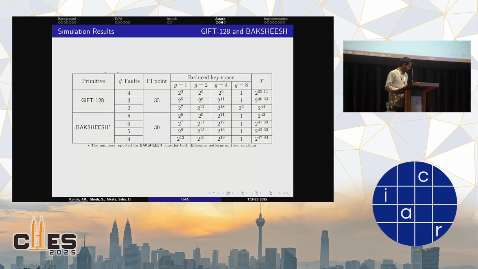This is the table for GIFT-128, where G means the number of combinations, and it shows the total reduced key space after taking that many combinations. In the first column, this is the first QR group. This is the combination of 2, combination of 4, and combination of 8. And this is the time complexity of the attack.